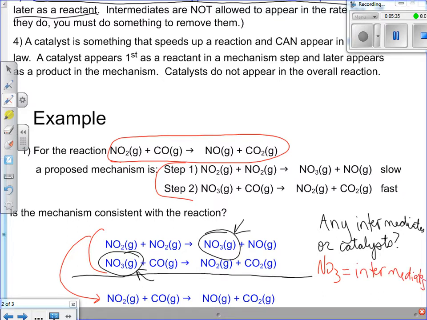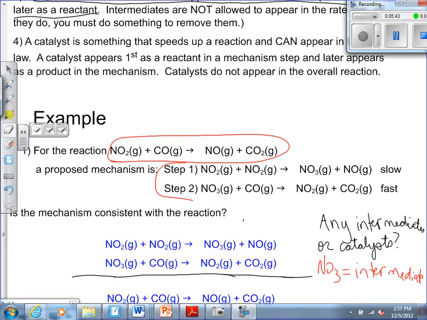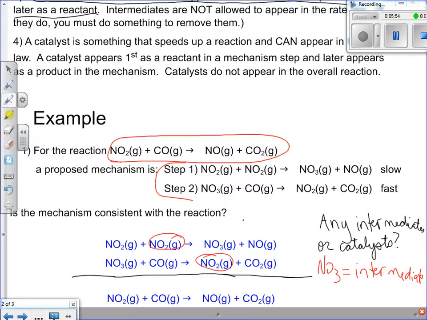Now, do I have any catalysts? Does anything appear for the first time as a reactant and later as a product? Now, some students will make this mistake. I'll tell you up front, there are no catalysts in here. But some students make the mistake of thinking that this NO2 got canceled and it appeared for the first time as a reactant, later as a product, so that must be a catalyst.